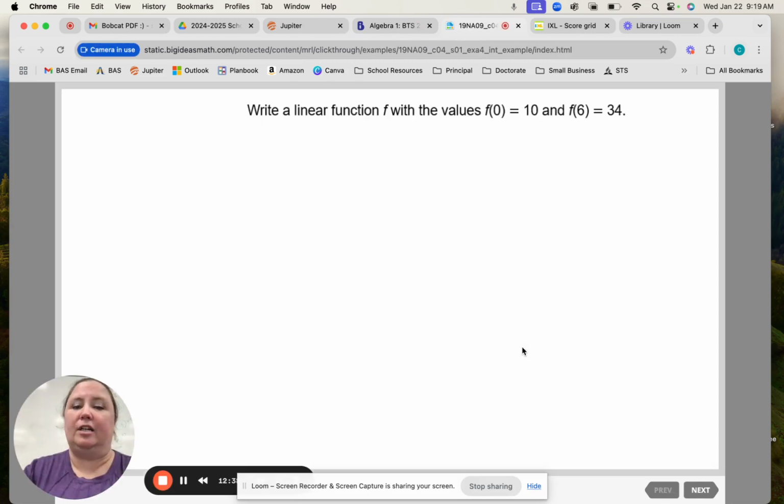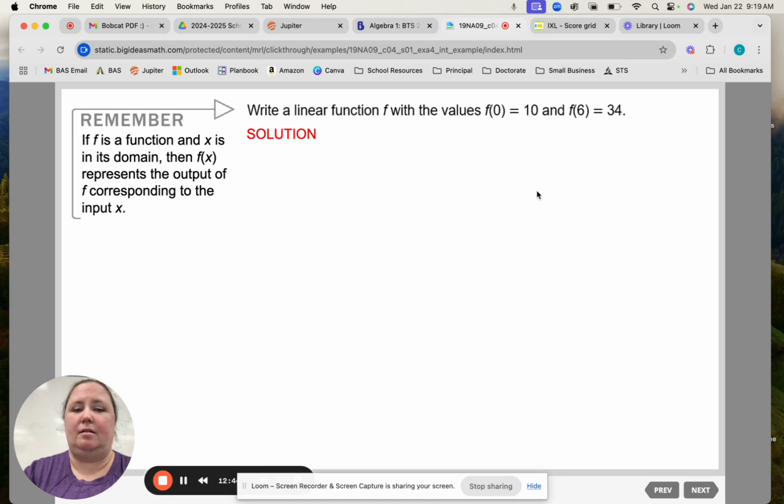Write a linear function with the values f of 0 equals 10 and f of 6 equals 34. Function is just another label for our slope-intercept form. Okay, so if I have f of 0 equals 10, you're going to make it into a point, 0, 10, because the x on the inside is your x value and the answer is your y value. I know it's been a minute. So you see how I have an x and y here?